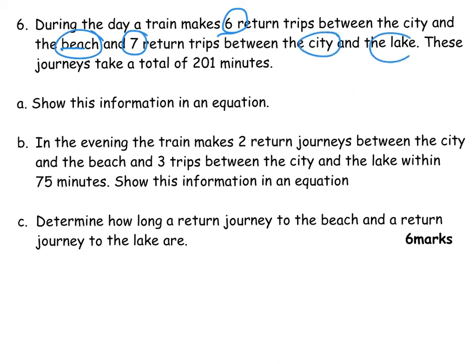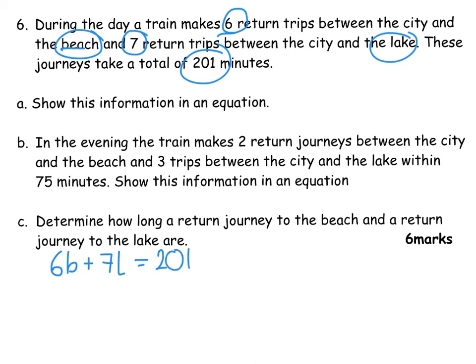No, we don't. To the lake. This is what I did with this one the first time I did this question. So there's the key information. So we've got 6 trips to the beach, 7 trips to the lake, and it takes 201 minutes. So we've got 6 beach plus 7 lake equals 201. Okay, let's look at our second equation.